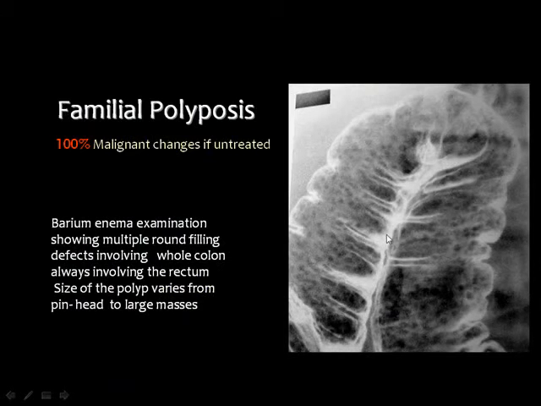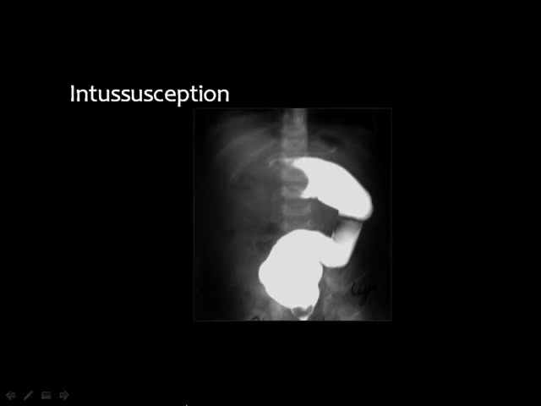Then this is an example of a well-known disease in the colon, which is known as familial polyposis, where you can see too many polyps in the colon, and you all know that this disease carries 100% risk of malignancy.